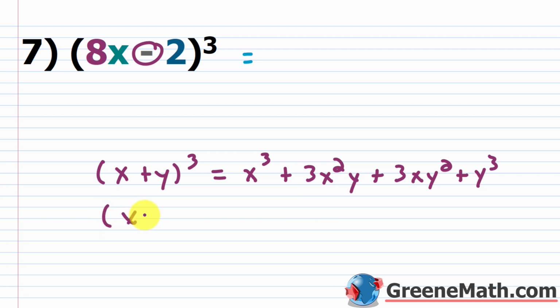Then for the other one, x minus y quantity cubed, this is going to be x cubed. Let me write all the terms. So 3x squared y, 3xy squared, and y cubed.